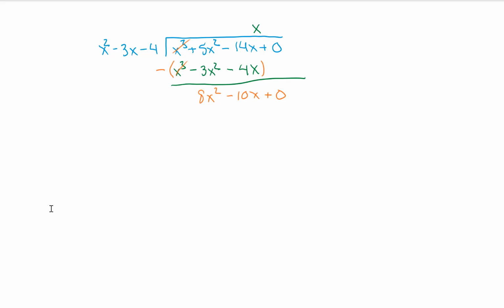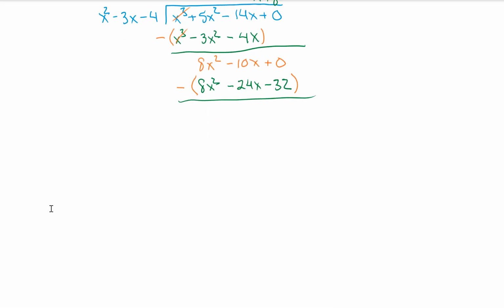The next thing I want to know is what number do I put here so that when I multiply it times this, it'll look exactly like this 8x squared. Well, I'm going to multiply by a plus 8. Then I'm going to take that plus 8 and distribute it over this whole deal, which is going to give us 8x squared minus 24x minus 32. Then, just like in the previous step, I'm going to subtract it.